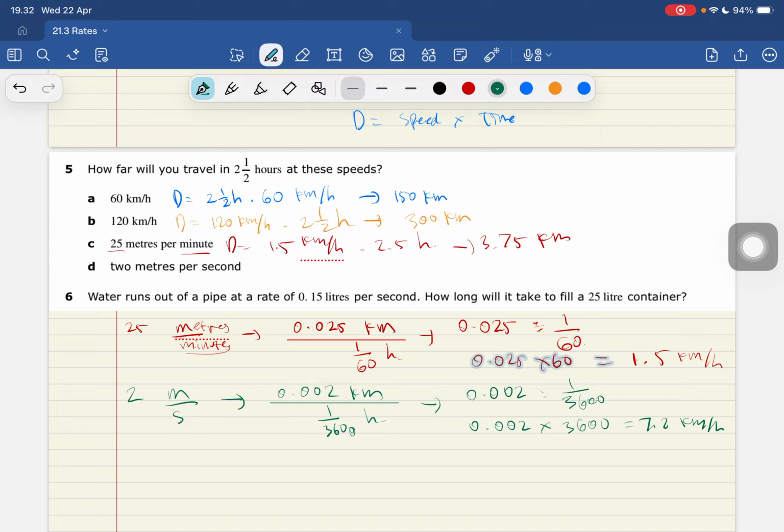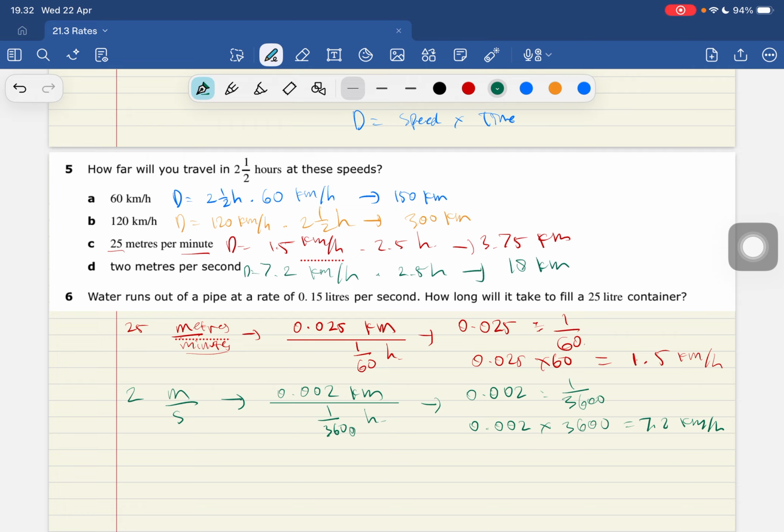So we write it here. The distance equal to 7.2 kilometer per hour. Then we multiply by 2.5 hours. Yeah, so we got the distance equal to 18 kilometer.